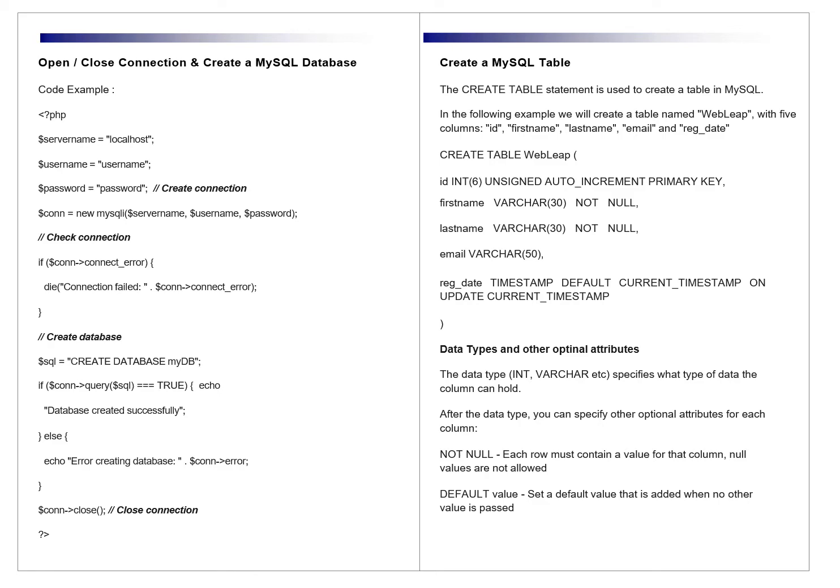Data types and other optional attributes. The data type, int, varchar, etc., specifies what type of data the column can hold. After the data type, you can specify other optional attributes for each column, such as not null: each row must contain a value for that column, null values are not allowed. Default value: set a default value that is added when no other value is passed.